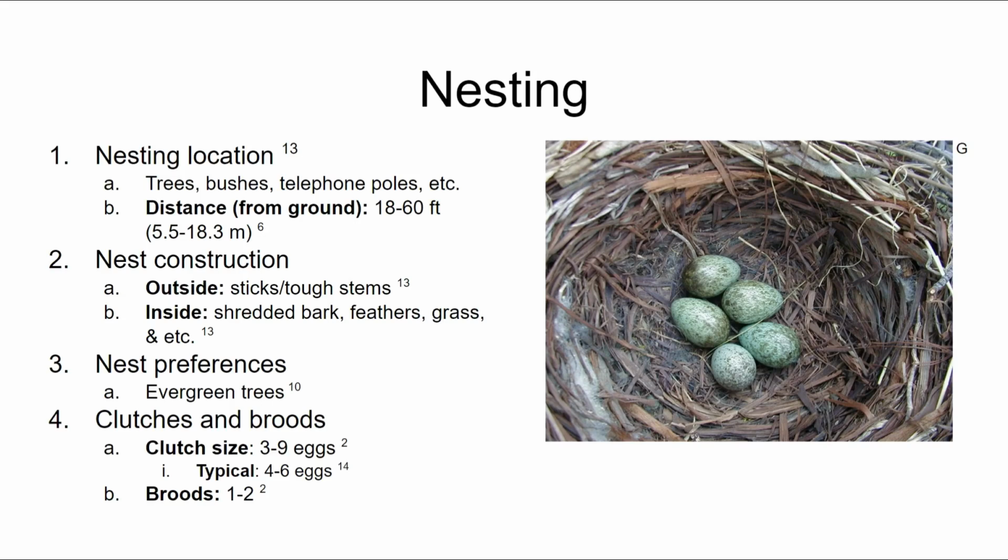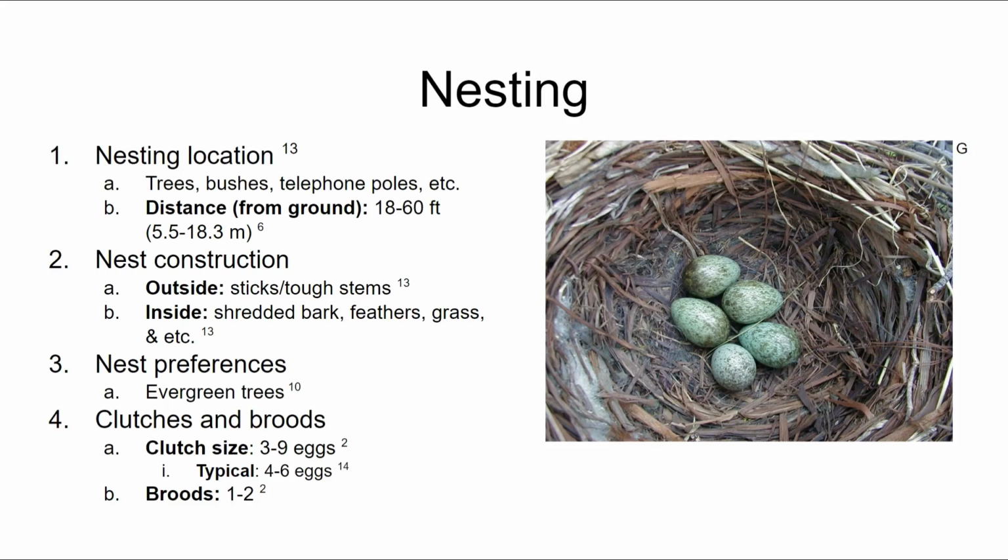They use sticks and tough stems to form the nest's exterior. On the inside, they use various nest lining materials such as shredded bark, feathers, grass, etc. Where do they prefer to place their nests? The American crow prefers evergreen trees as their nesting site.